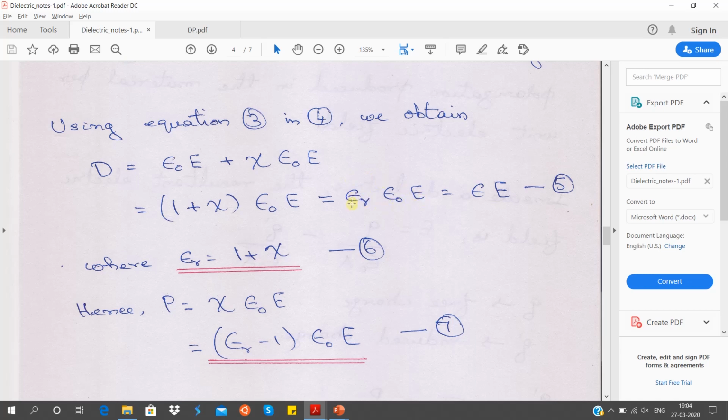What is epsilon r? It's the dielectric constant or relative permittivity. If you remember, epsilon r was epsilon by epsilon naught. So this entire relation now becomes epsilon into E. So you have another form for the displacement vector, that is D is epsilon r epsilon naught into E, or it is epsilon into E. And you also got one more relation here, that is 1 plus chi we considered as epsilon r.